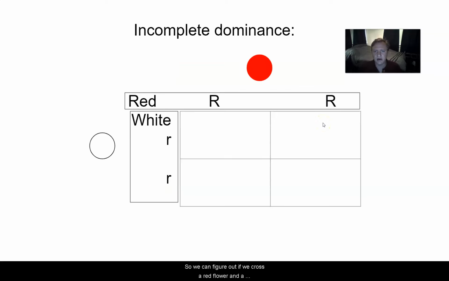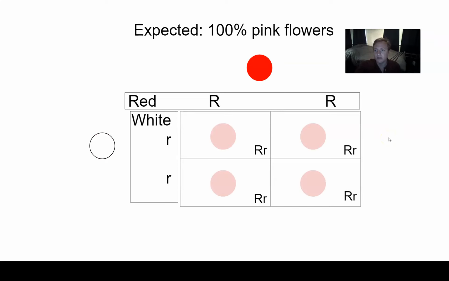And so we can figure out, if we cross a red flower and a white flower, what the offspring of this cross should theoretically look like. They should all be heterozygous. Every single one of these flowers from this cross should turn out pink because, again, this is incomplete dominance. The heterozygous individuals are different than the homozygous dominant and the homozygous recessive, but they should be 100% pink in this case.